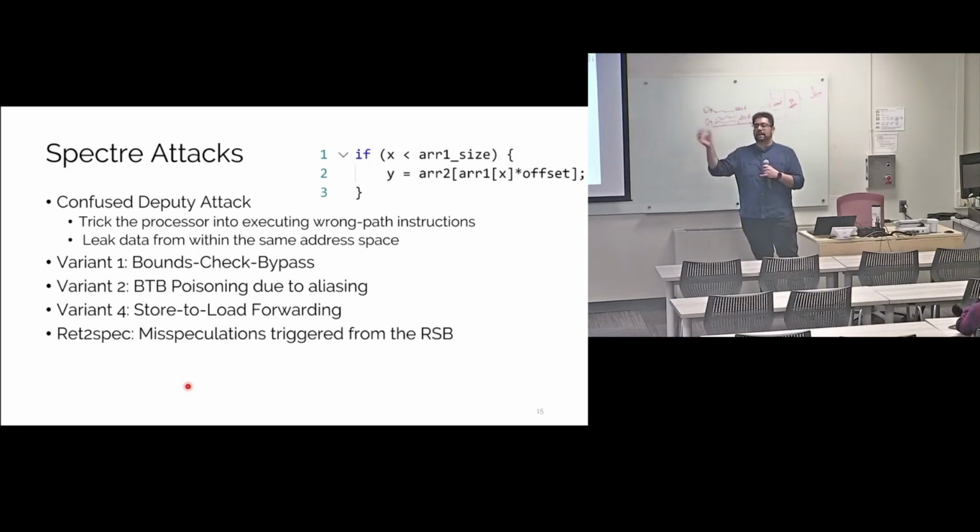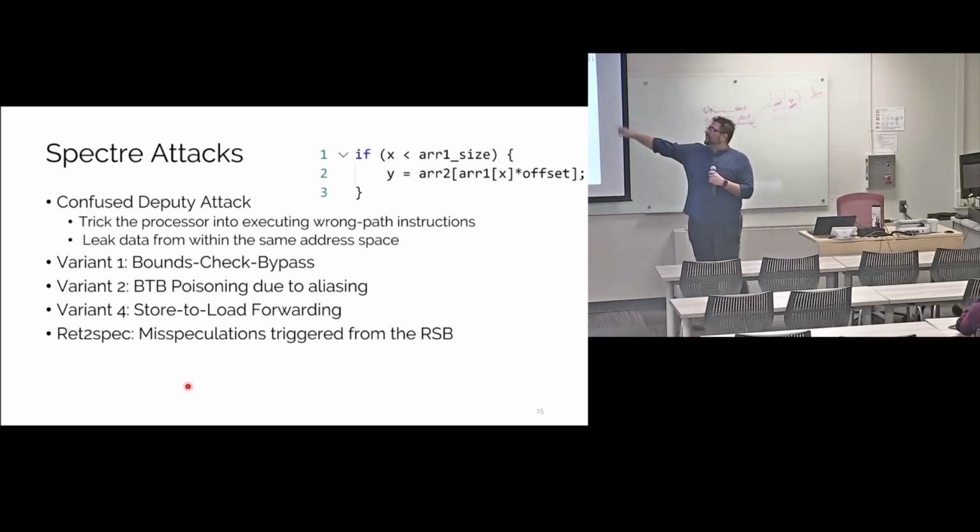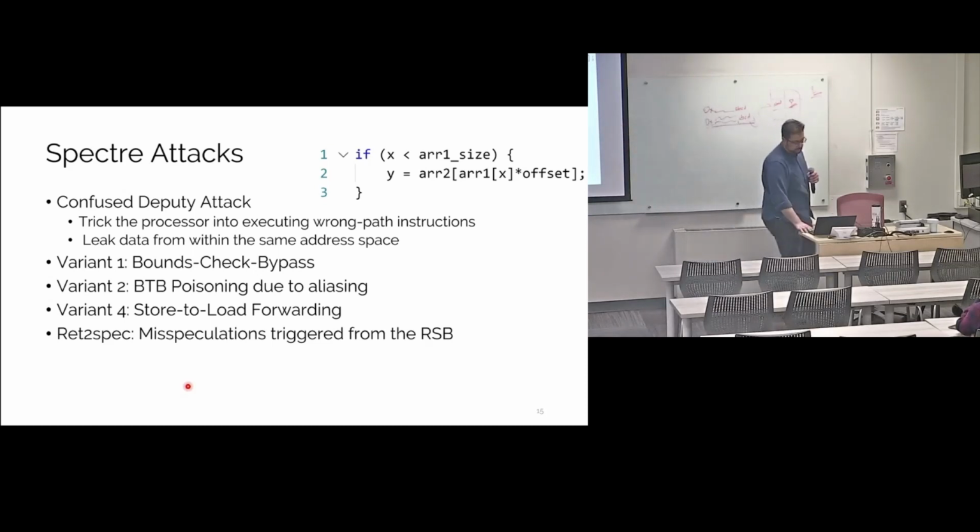And how can I increase the duration? By kicking the operands of a particular instruction out of the cache, so the speculation will take much longer to resolve. There is no variant 3 because variant 3 is technically Meltdown. So that is just something to know.